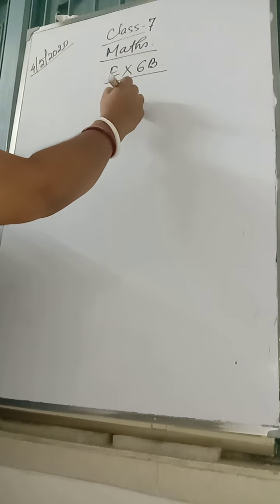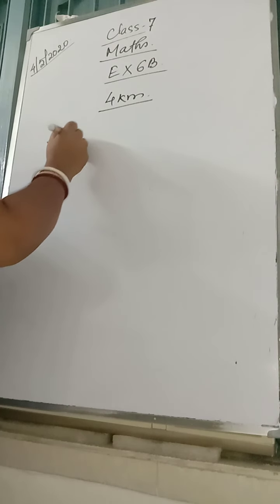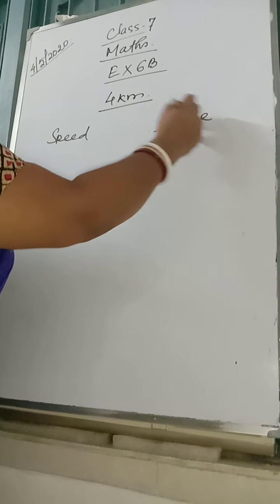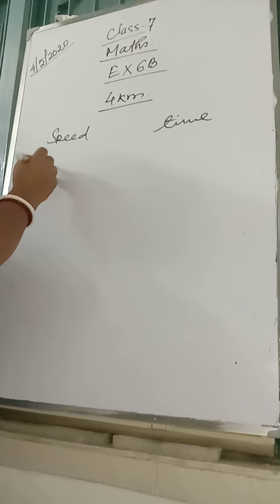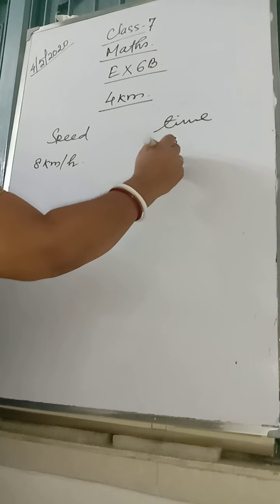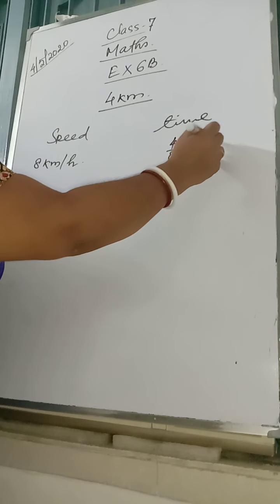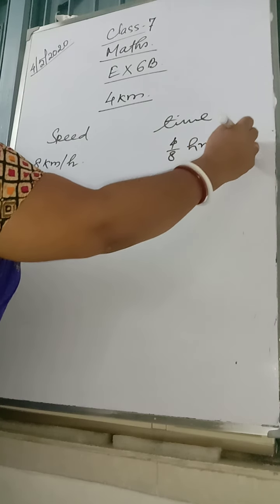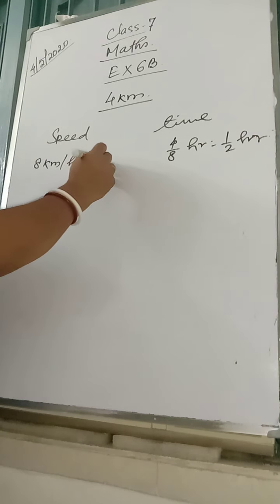Distance is 4 kilometers. Clear? Your school to your home. Speed, time. Clear? Now, if you come at the speed of 8 km per hour, so time will be 4 by 8 hours or 1 by 2 hours, half hours. Is it? This is by cycle.